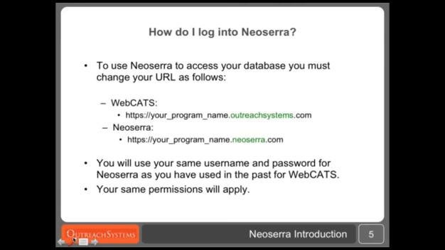To log in using Neoserra, you can use the same URL as you would use for WebCats, but change out the domain name. If you look at your WebCats URL, it'll have .outreachsystems.com at the end, and when you want to log in using the Neoserra interface, you'll change the outreachsystems.com to .neoserra.com. You'll use the exact same username and password that you previously were assigned for WebCats, and you'll use that to log into Neoserra because, again, you're going to the exact same database. The permissions that were given to you for WebCats are the same permissions that you'll have in Neoserra.